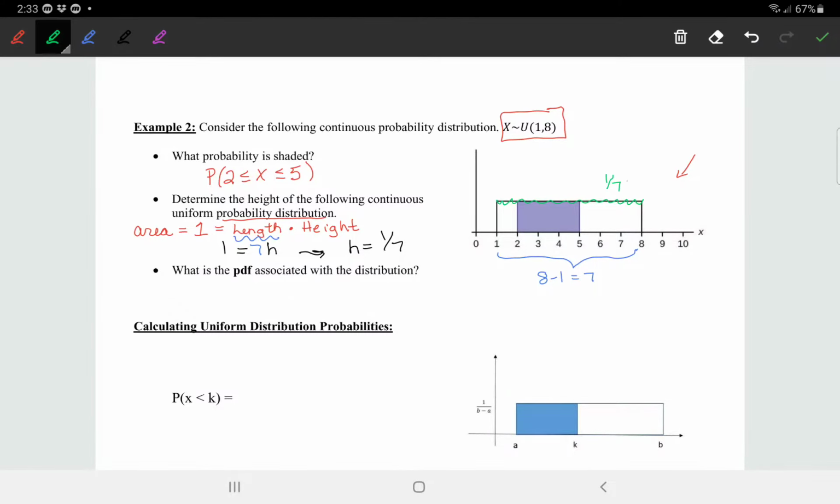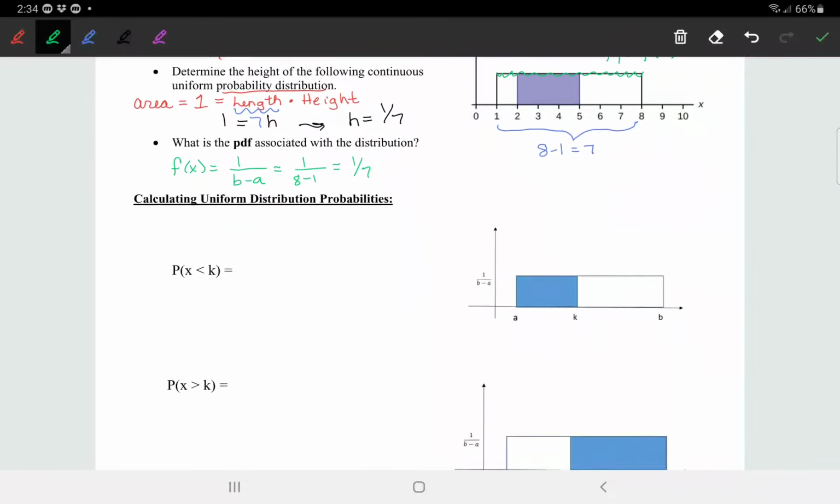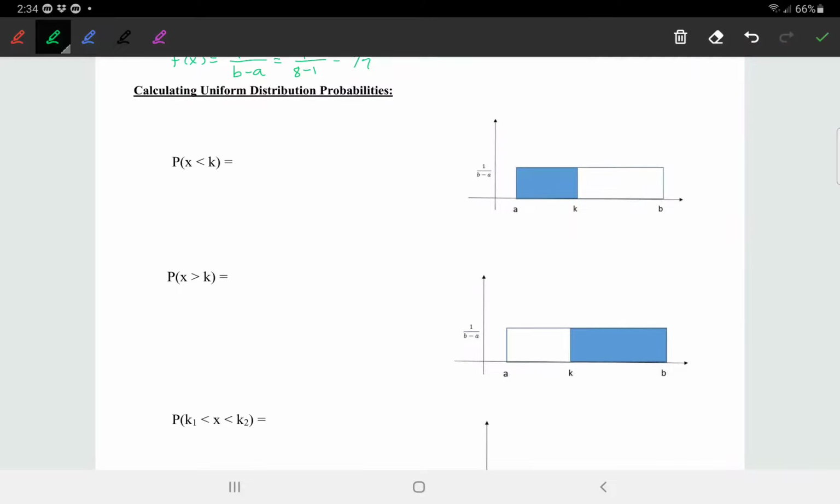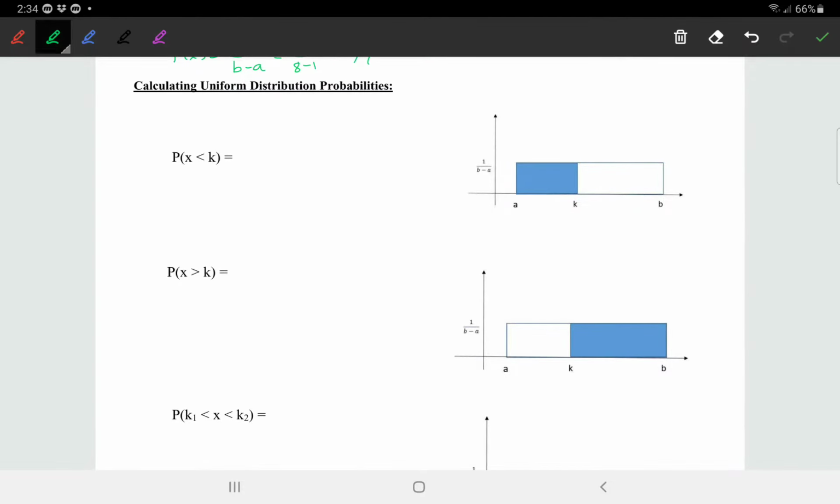That is the constant line. It is also our probability density function, f of x. And that would work out too if we use the formula. f of x is equal to 1 over b minus a, which is 1 over 8 minus 1, which is 1/7. So that was a specific case, but in general, since we know the area of a rectangle, we can find a formula for all of these different probabilities.